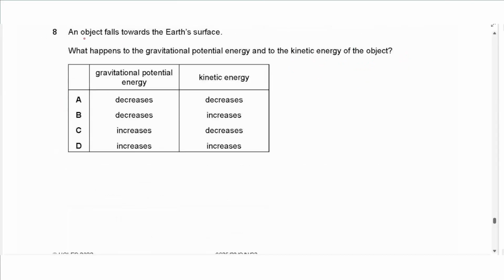Question 8 says an object falls toward the Earth's surface. What happens to the gravitational potential energy and the kinetic energy of the object? So an object falls, that causes a decrease in potential energy and an increase in kinetic energy since it will be speeding up. So the answer is B.